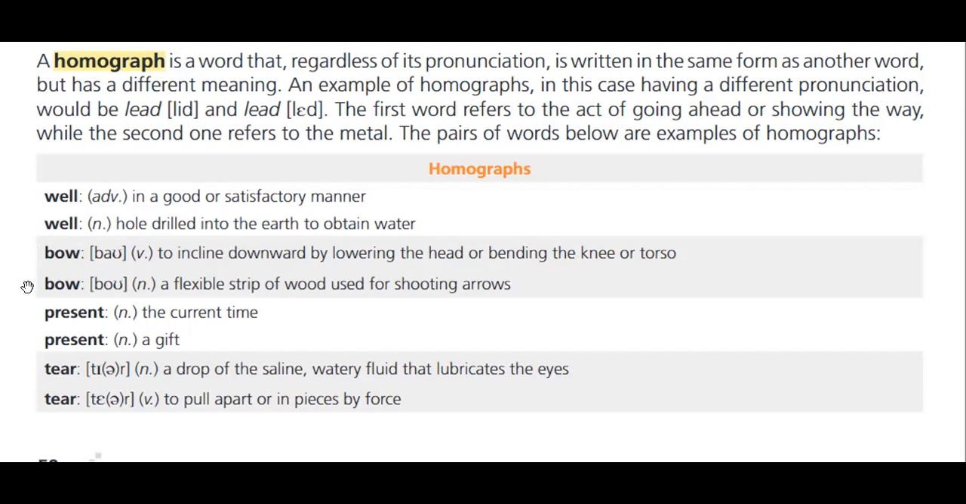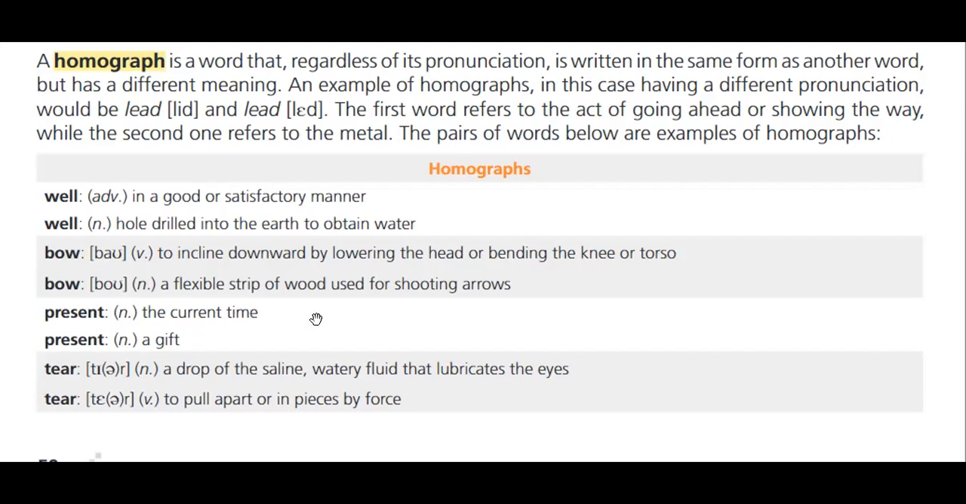Bow and bow. In this case, the pronunciation is different, but the spelling is the same. And everything depends on the meaning, and you can read it right here. The same happens with the word present and present. They also share the same part of speech. They are both nouns, but the meaning is totally different from one to the other.